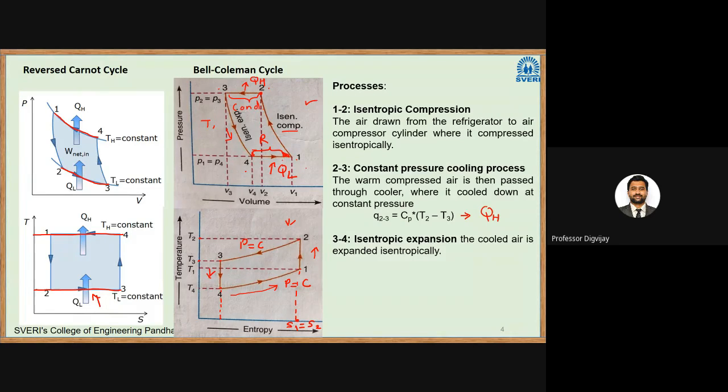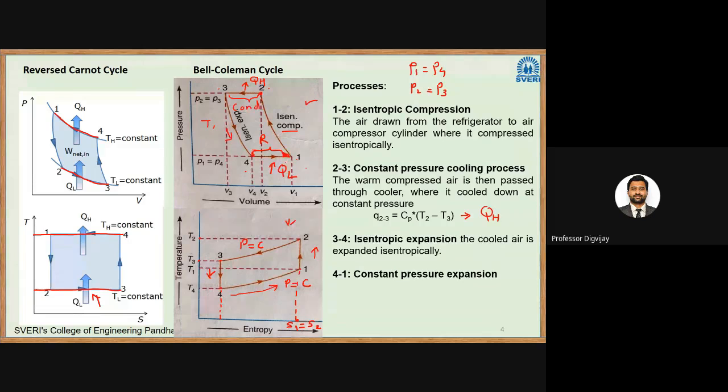Now pressure P1 is equal to pressure P4, and pressure at point 2 is equal to pressure at point 3. So we can say P1 is equal to P4, and we can say P2 is equal to P3. So what is happening in isentropic expansion? The cooled air is expanded isentropically. That is isentropic expansion.